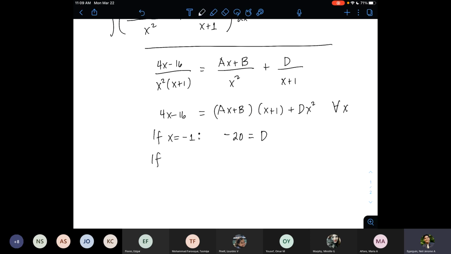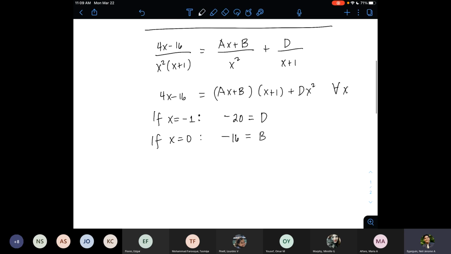And we can also let x be equal to 0. In this case, we have -16 on the left. And on the right, plugging in 0, x is 0, so the first term will be gone. Hence, we get b equals -16, okay? Unfortunately, now we ran out of good x's that will make one of the terms vanish.